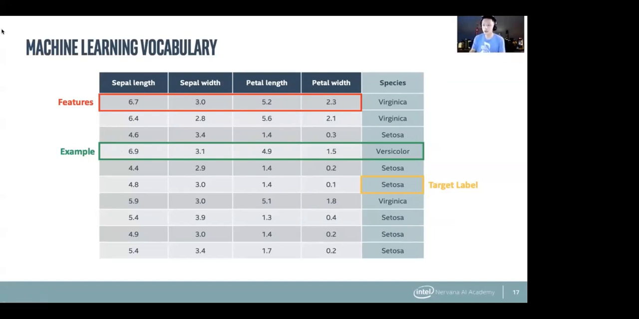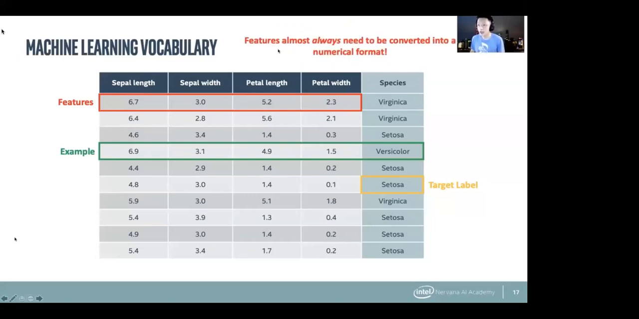You can think of this as a matrix. The number of rows is equal to the number of distinct examples that you have. And the number of columns is the number of features plus one, because then you have the species, which is the target label. So if you stack all this into a big matrix, this is what you get. This is your data set from which you're going to derive some insights.